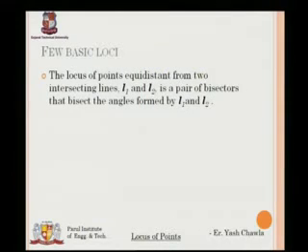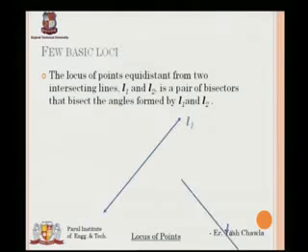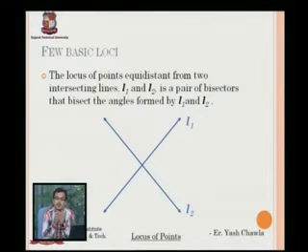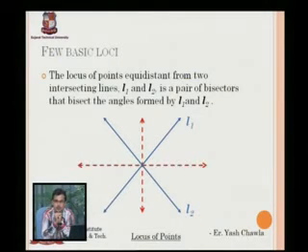Now again we have two intersecting lines, L1 and L2. Let's see, this is L1 and this is L2. Now I want to plot the locus of points which are again equidistant from both the lines. Do you get it? These are both bisecting the angles and we have the locus in red.